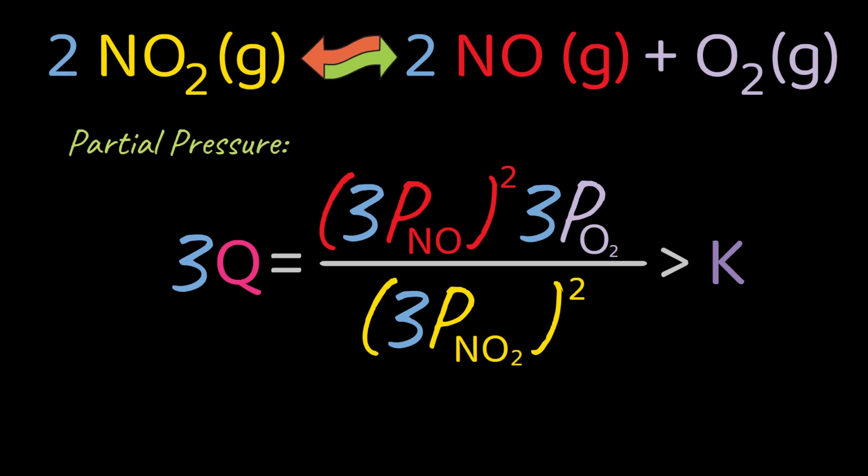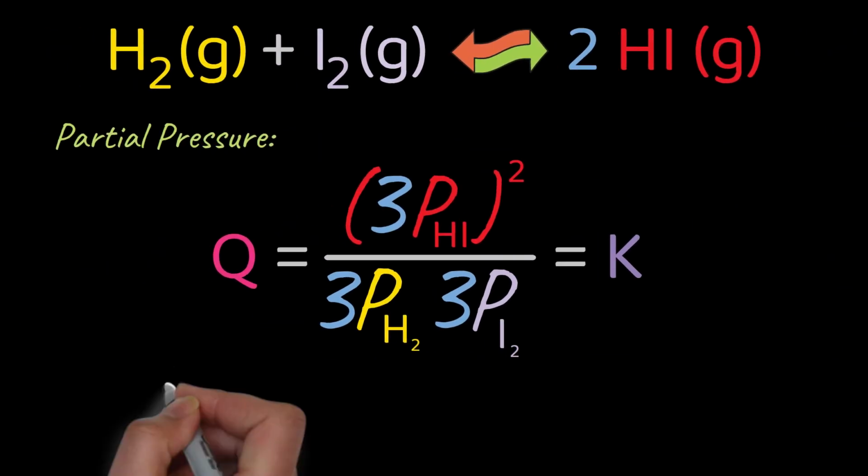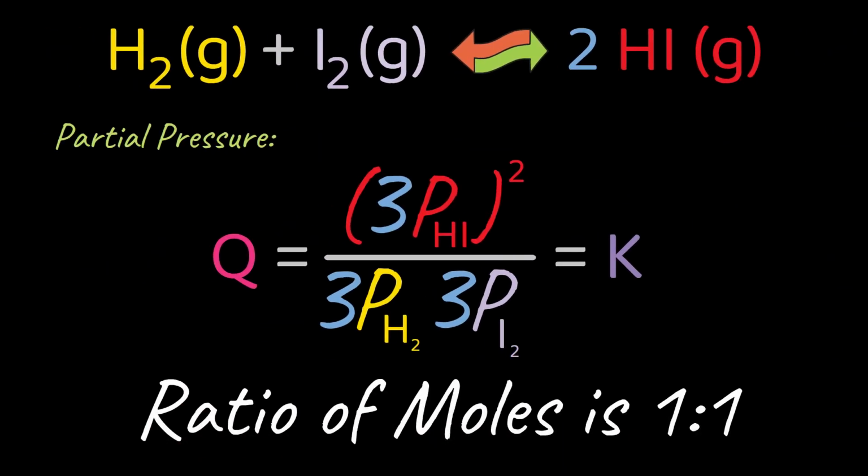And will result in the reaction moving toward the reactant side. Why did this happen? In our first example, the ratio of moles of reactant to product was 1. Thus, regardless of which side of the reaction was favored, the same number of moles would be present.